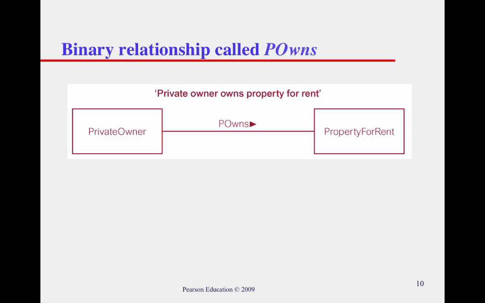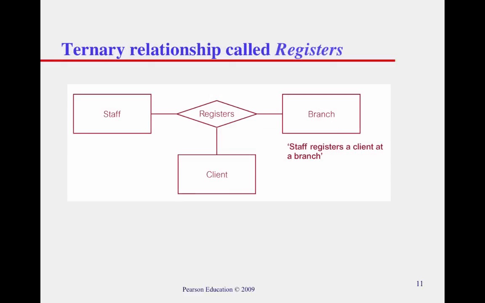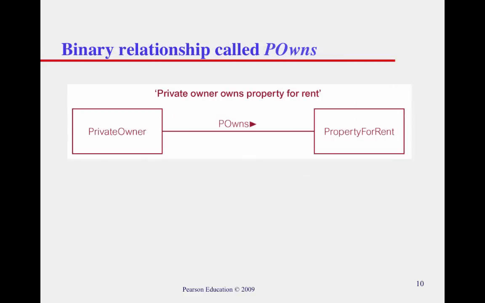Okay, so here's another example. A private owner owns property for rent. And again, property for rent is going to be the one that has a foreign key indicating who owns it. So the arrow points toward property for rent. When you have higher than a binary relationship, you no longer use an arrow. You also will notice, what did I introduce into this diagram that's different from this diagram?